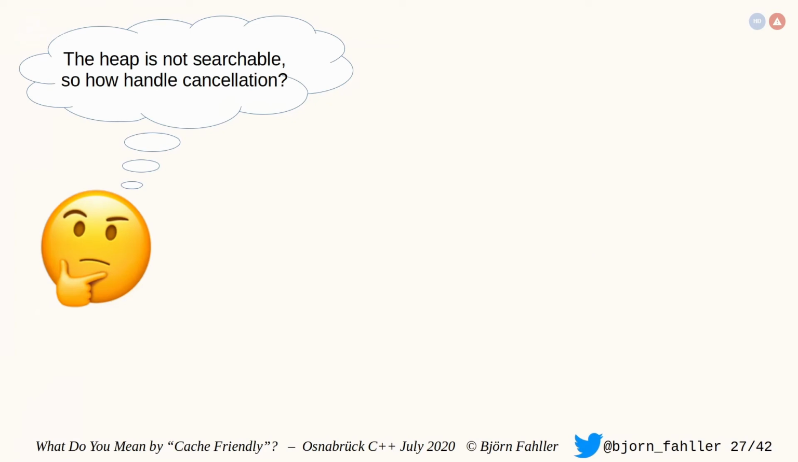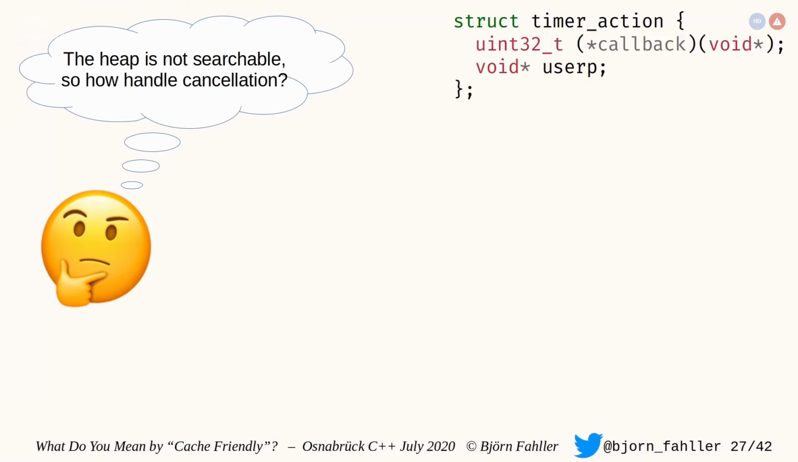But the problem is that the heap is not searchable. So how do I handle cancellation? Well, one thing you can do is a linear search, but then we're back to linear time again, so that is no fun. But what we can do is to instead split our data store into 2 parts.